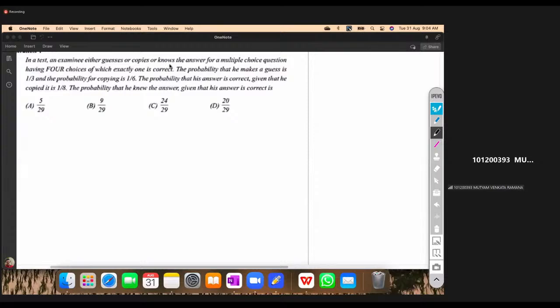How many of you got the answer? This one: in a test and examination, a student either guesses, copies, or knows the answer for a multiple choice question having 4 choices, of which exactly one is correct. The probability that he makes the guess is 1/3, and the probability of copying is 1/6. The probability that his answer is correct given that he copied is 1/8. What is the probability that he knows the answer, given that he gave the correct answer?